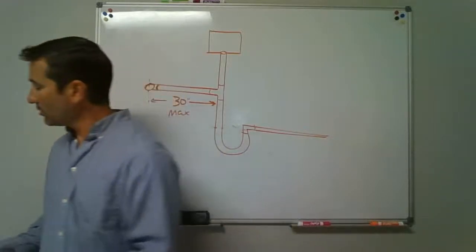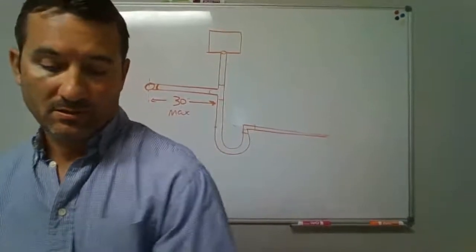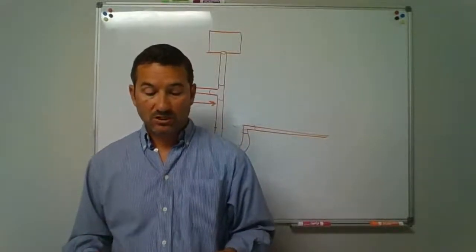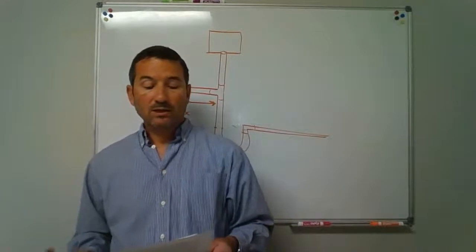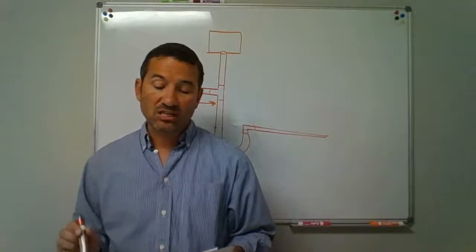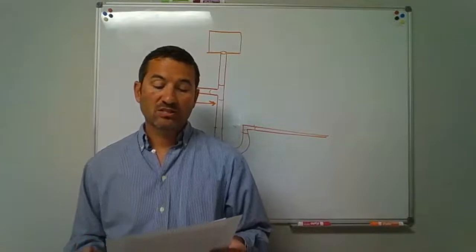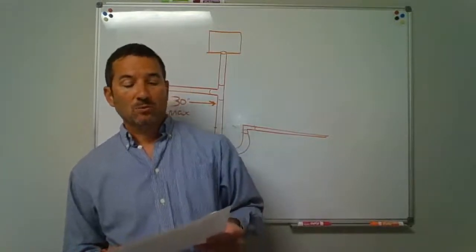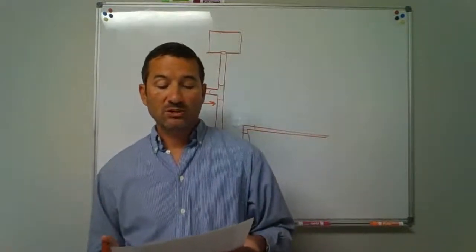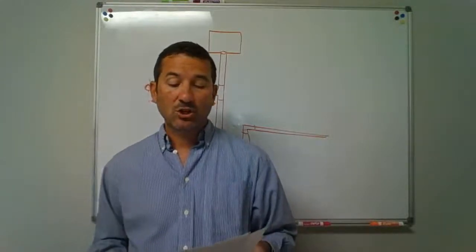So let's take a look at your quiz. This one is a 10-question, true or false quiz. So, question number 1: An indirect waste pipe will need to be trapped when it exceeds 30 inches in developed length measured horizontally, or 54 inches in total developed length. Was that a true or a false statement?